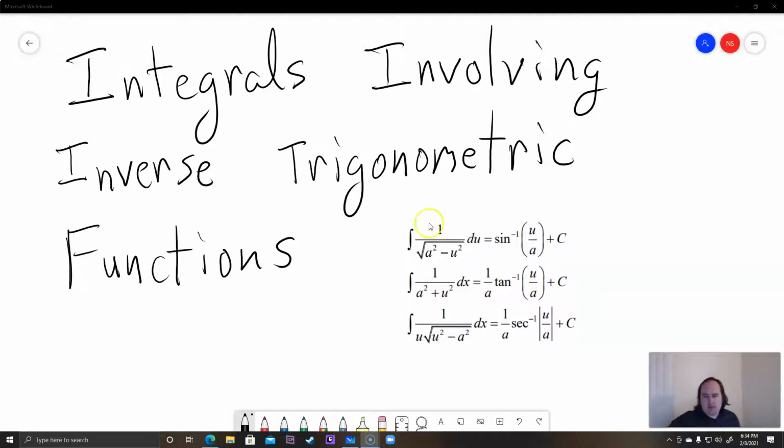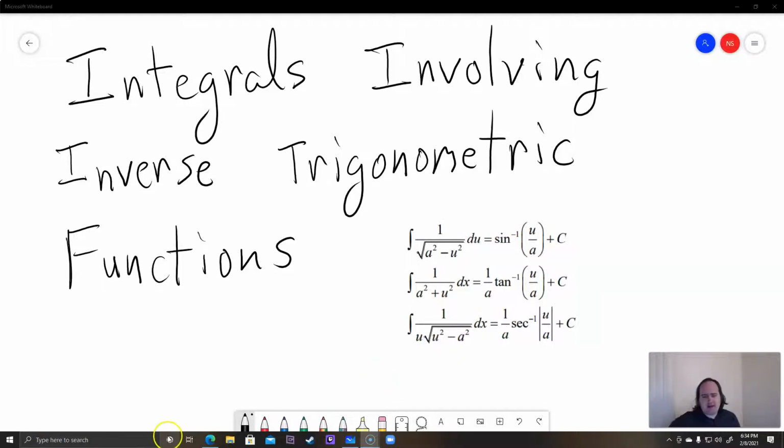These formulas here are the only three formulas that we need to use, but notice there's no cosine inverse, no cotangent inverse, and no cosecant inverse. We only have three formulas here for integrals.